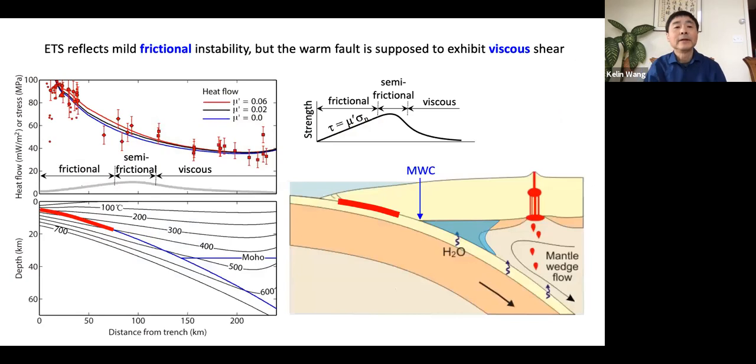But the problem is, given the warm temperature of these warm slab subduction zones, this is Cascadia, this area of the megathrust is supposed to behave viscously and to exhibit viscous shear instead of frictional behavior. But ETS reflects some mild frictional instability. So how do we have a frictional behavior reflected by ETS in a zone of viscous shear? That becomes quite interesting. We have to come up with some geological explanation.